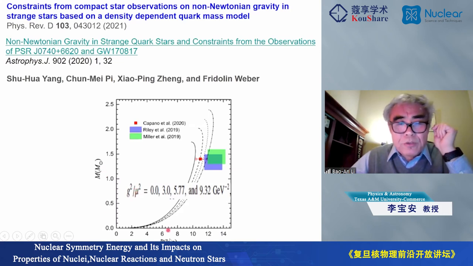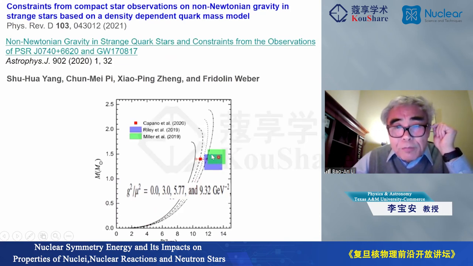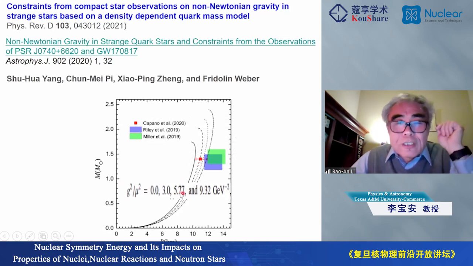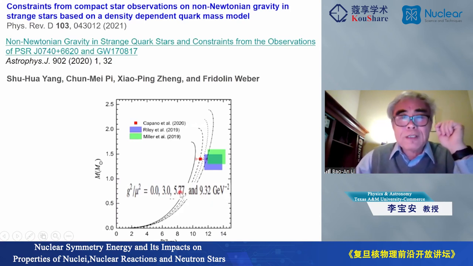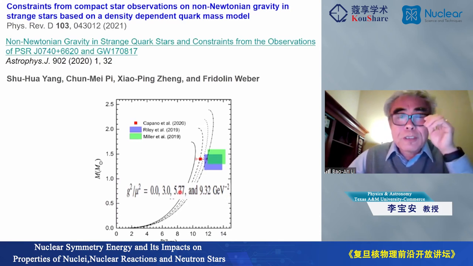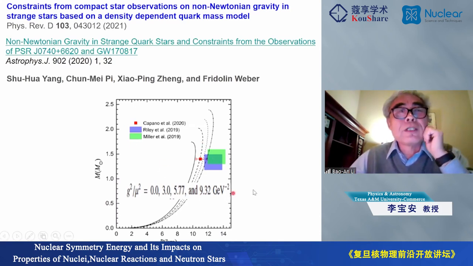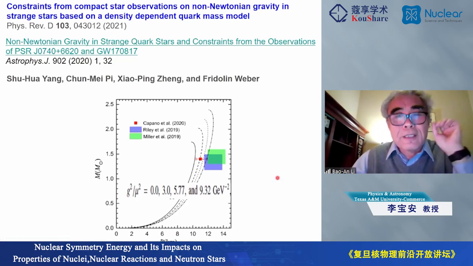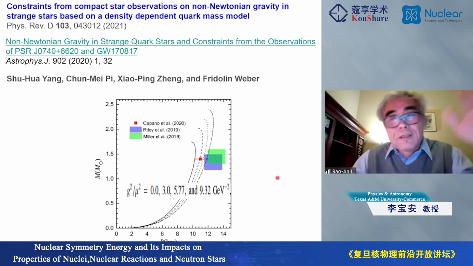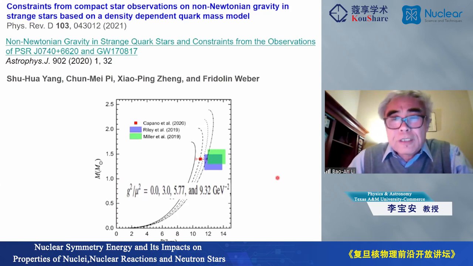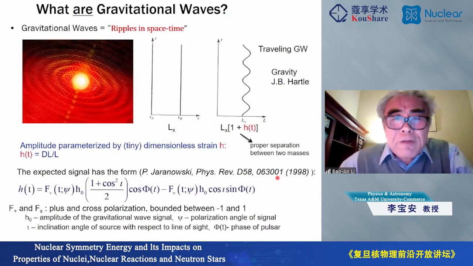So when they look at the mass radius relationship for strange quark matter, they found that in order to reproduce the radius measurement from gravitational waves or NICER, they need a G squared over mu squared, this coupling constant here, around 5.7 or so. This number is much smaller than the one that we found earlier to support a neutron star with a super soft symmetry energy. So there are obviously some interesting questions we need to sort out. But it's interesting to see that this idea can be used to support the softening of a neutron star with strangeness. Now, let me move on to the measurement of gravitational waves.